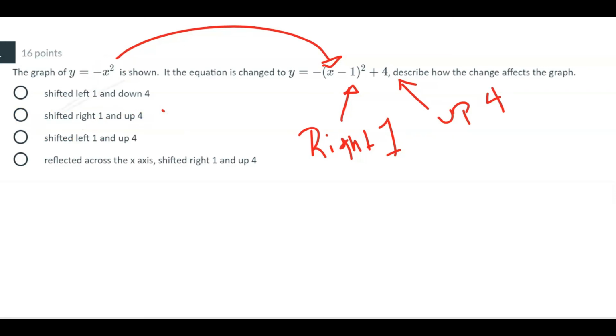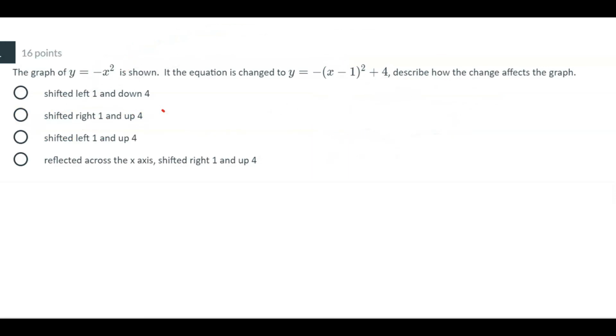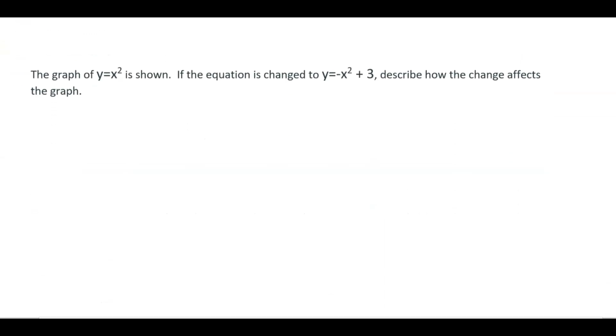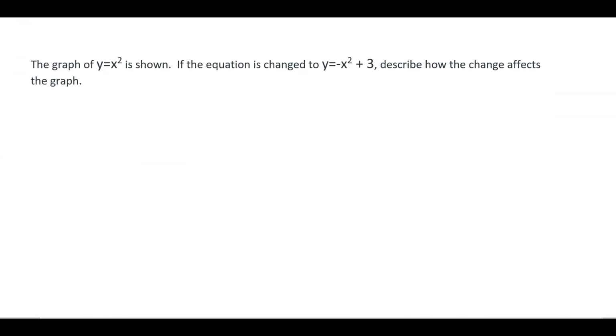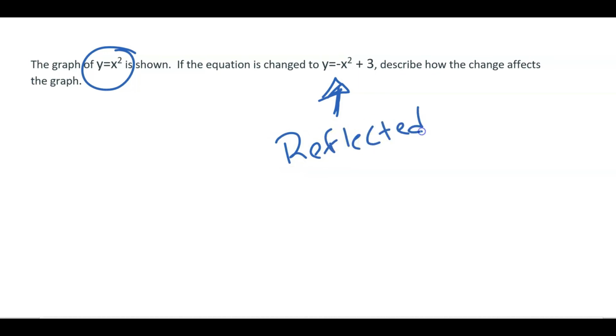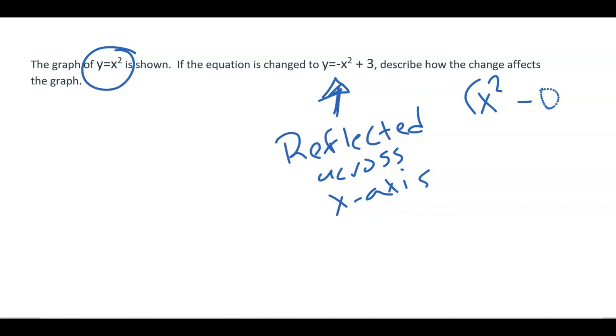Okay, all right, and you'll also see questions like this one, where you've got the graph of x squared, and it says if the equation is changed by, and look what they changed. This was positive x squared. They made this negative. That negative right there is reflecting across the x-axis. Okay, so you can see that, and that plus 3 is just moving it up. They didn't shift left or right, so they don't have anything inside. They've got x squared. They didn't take away from it anything, so it didn't shift. So it just still looks like x squared.